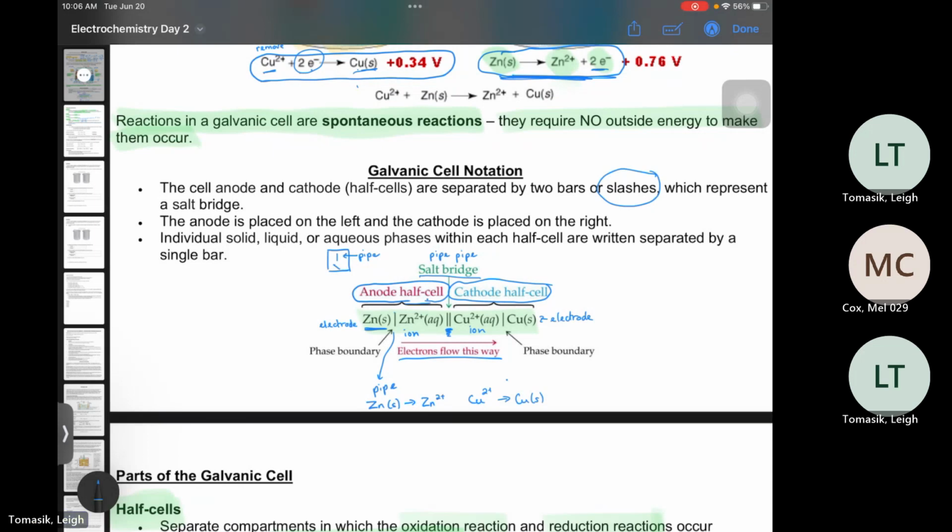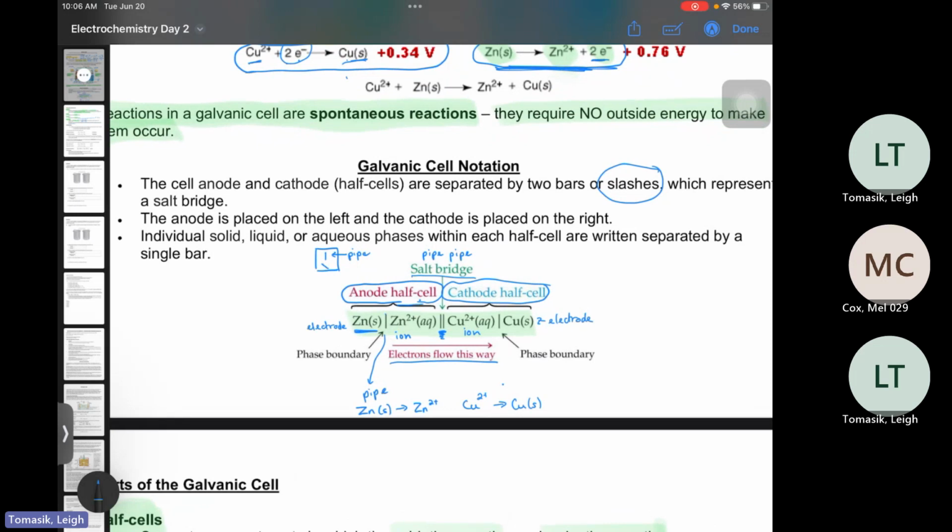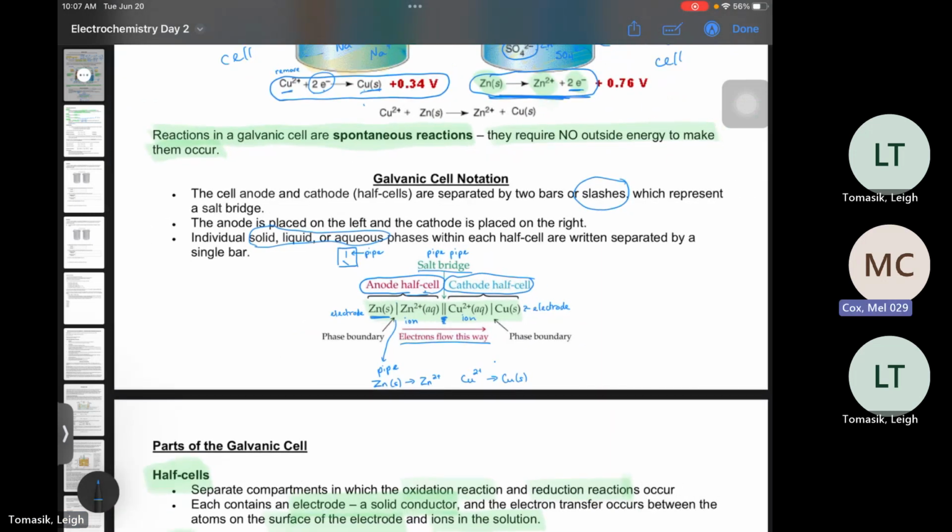So the important thing also is to put the phase in this notation. Right? If something's solid, put an S beside it. If something is an ion, put an AQ beside it.